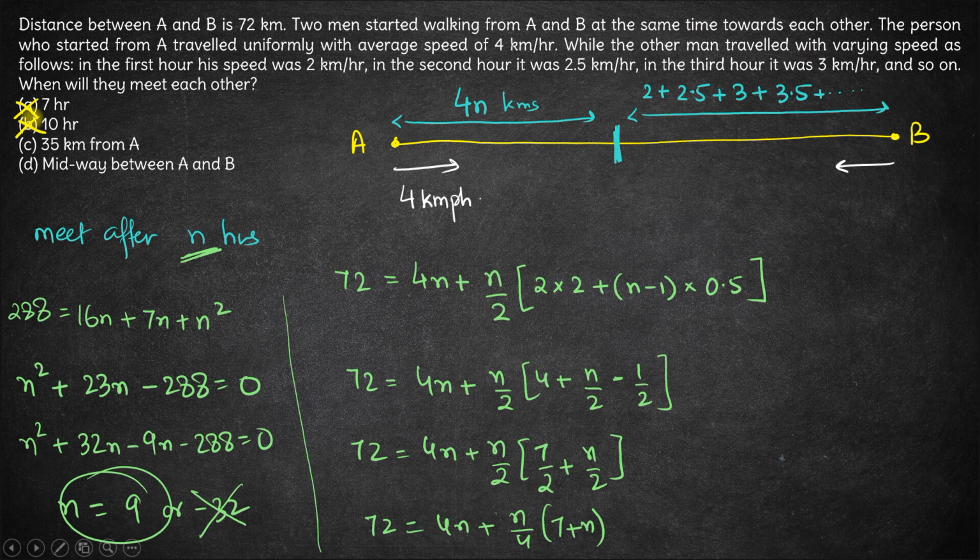Now let's think in terms of distance. Option C and D are in terms of distance. So let's see where do they meet. So in 9 hours, this person will travel 4 into 9, 36 kilometers. So out of 72, this person has traveled 36 kilometers. That means this person will also travel 72 minus 36, 36 kilometers only. So both of them are traveling 36 kilometers. That means both of them are meeting exactly midway. Option D here is the right answer.